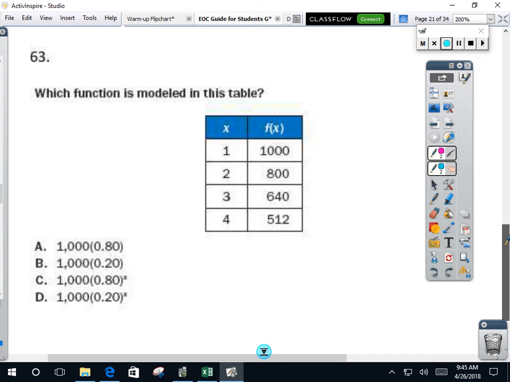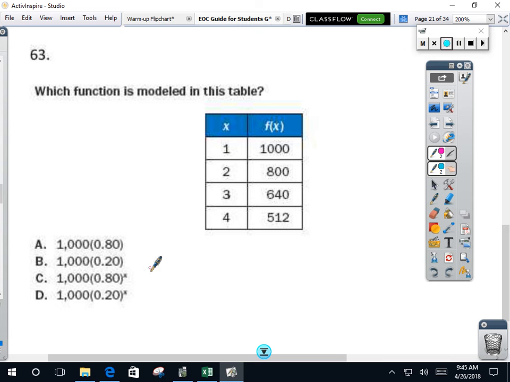Okay, there is a mistake on number 63. On choice A, just put an X. On choice B, just put an X. On choice C, put X minus 1. And on choice D, put X minus 1. Now, how could we figure out which of these functions is the same function modeled in the table? We could graph it. Can you narrow it down at all?